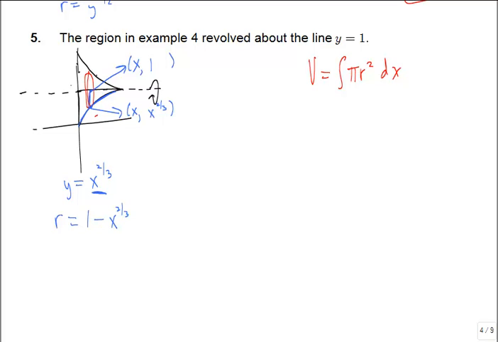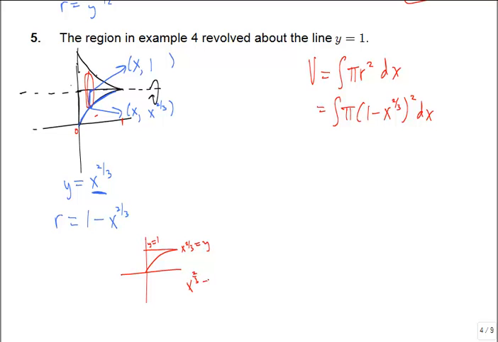So let's substitute in our radius function. So the radius is 1 minus x to the 2/3, and we want to square all of that. And then what are my bounds? Well, again, this is starting at 0, and I need to know how far over I go. And the only thing I know is that this was that curve x to the 2/3, and it's where it intersects the line y equals 1. So if this is the curve y equals x to the 2/3, when does x to the 2/3 hit 1?